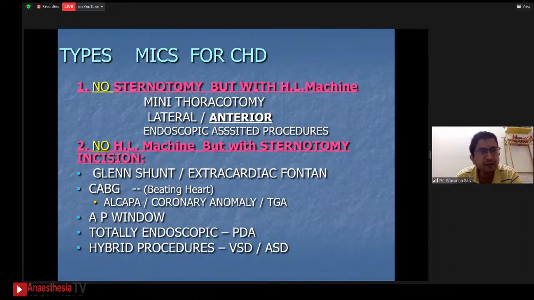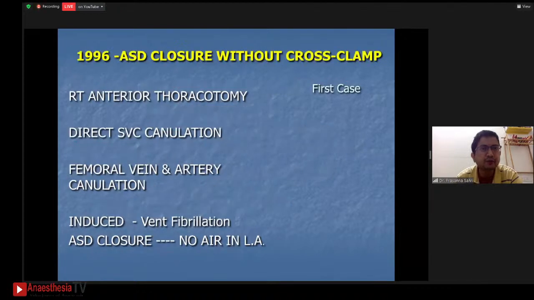We do AP window repairs off pump nowadays, total endoscopic PDA repairs, especially for the small ducts, and also the hybrid procedures like the ventricular septal defects and the atrial septal defects, which I'll come to.